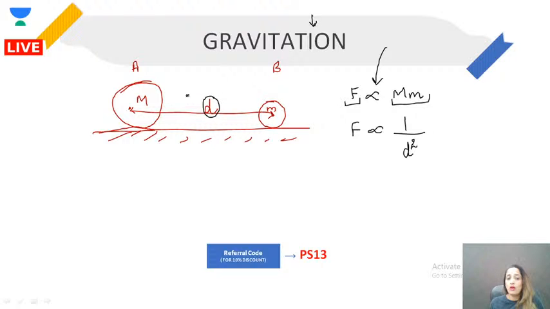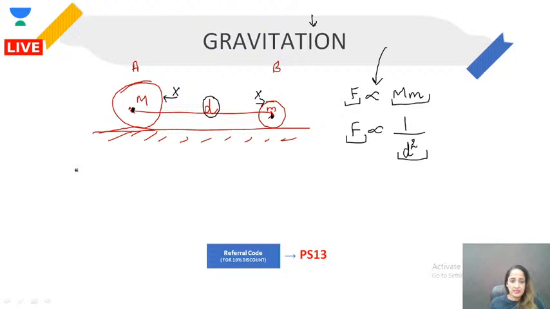And how are we going to take the distance? Are we going to take it from the center, or how? Yes, we are going to take the distance from the center of these two objects, from these two balls. We are not going to take it from the surface. So that is the thing: force is inversely proportional to the square of the distance between the two objects.